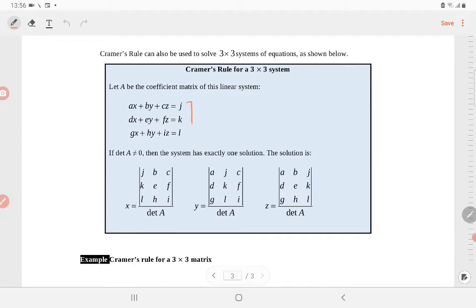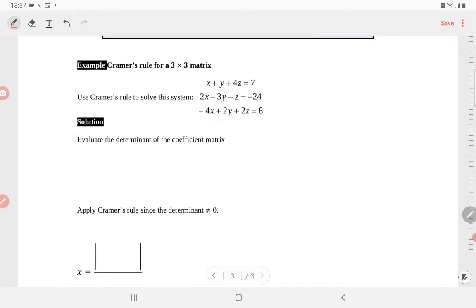Again, now we have three equations, and to find x, note how the first column is replaced with the constants. They go in there. When you solve y, this is the y position, so they go into the y position. Everything else stays the same though. These don't change. And so when we solve z, they go into the last column, and the first two columns don't change. And again, we divide by det A.